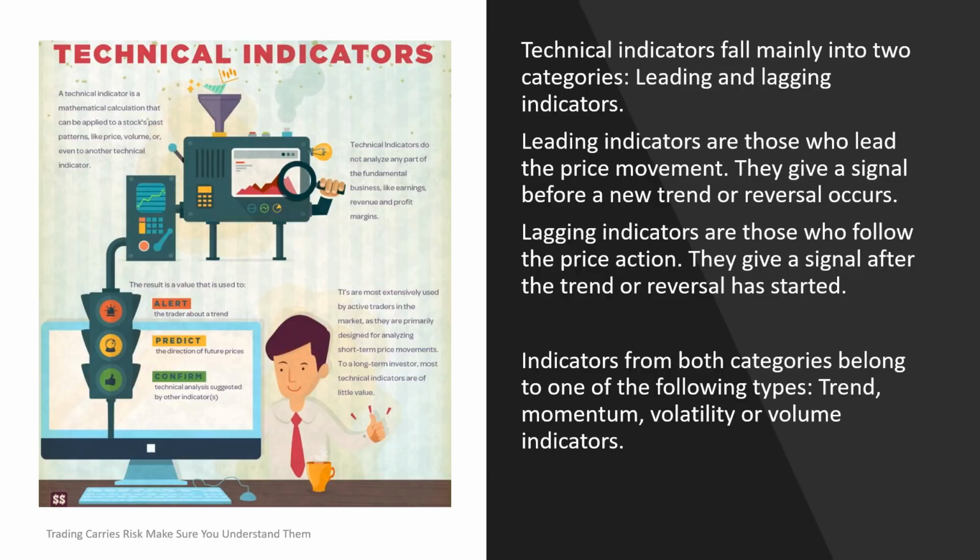Indicators from both categories belong to one of the following types: trend indicators, momentum indicators, volatility indicators, or volume indicators. This is a big problem for most beginning traders, because they don't understand the categories. They have a buddy who tells them, you know, RSI and stochastics are great. So they say, okay, I'll learn about both of them, and I'm going to use both of them. Well, the fact is, both of them are the same type of indicator that gives you the same results. Why wouldn't you trade indicators from different categories that give you more information about the market?